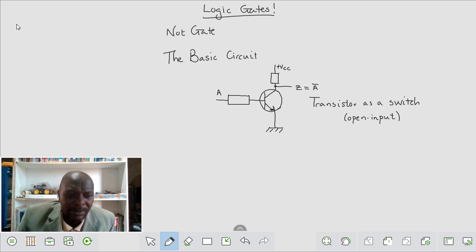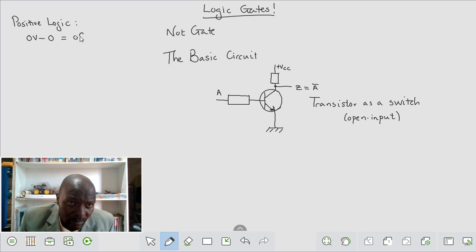We've got two scenarios here. We have what is called positive logic. With positive logic, a 0-volt signal is represented as a 0, which actually means off. And 5 volts is represented by a 1, and that actually means on. This is when we are dealing with positive logic.